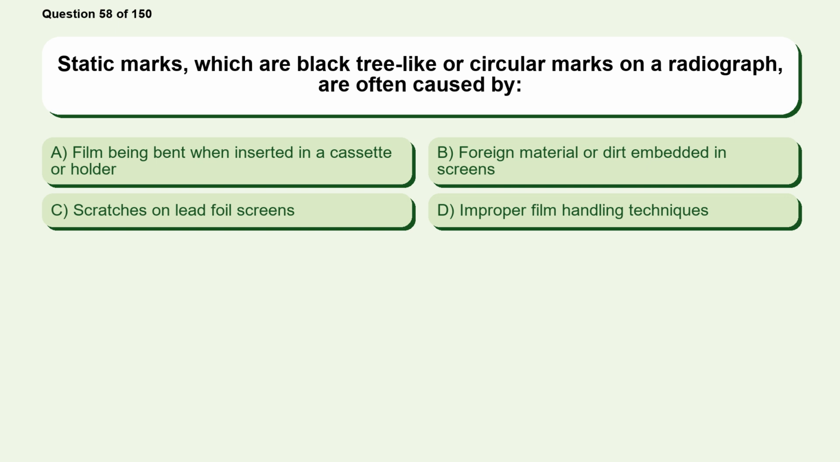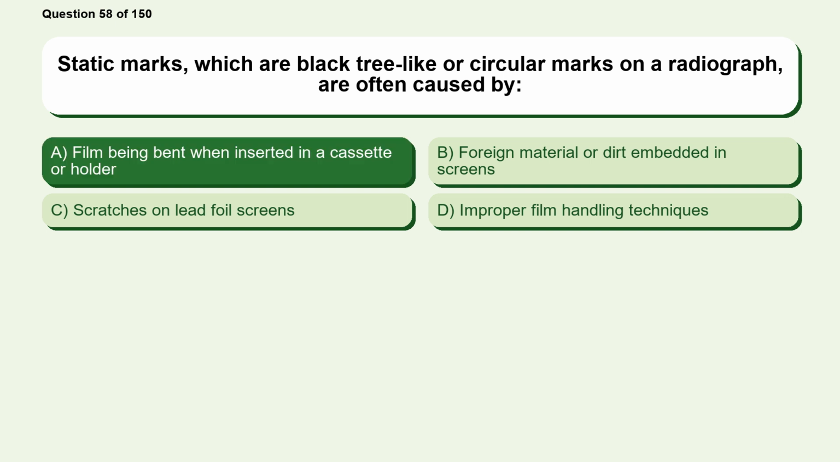Question 58. Static marks, which are black tree-like or circular marks on a radiograph, are often caused by option A, film being bent when inserted in a cassette or holder. Option B, foreign material or dirt embedded in screens. Option C, scratches on lead foil screens. Option D, improper film handling techniques. The correct answer is option A, film being bent when inserted in a cassette or holder.